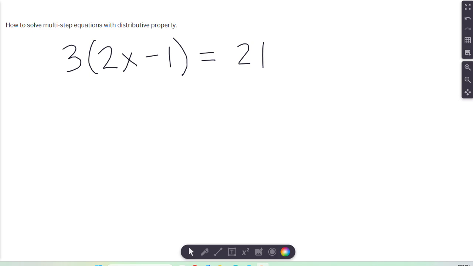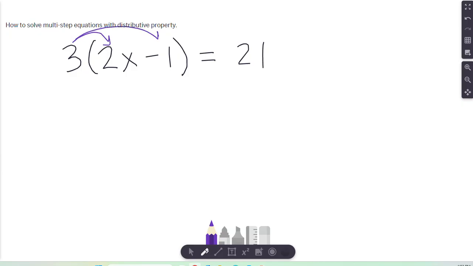Okay, I'm trying to make a couple of really quick videos with me explaining some things, similar to what we talk about in class. These are going to be about multi-step equations with distributive property. So let's get started. When we have parentheses, I always like to distribute first.